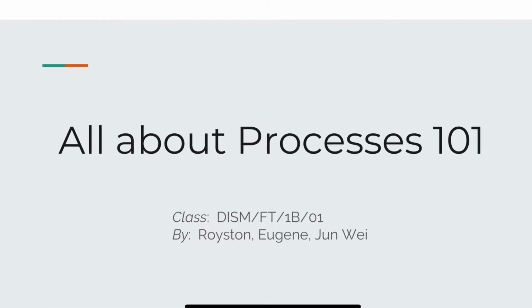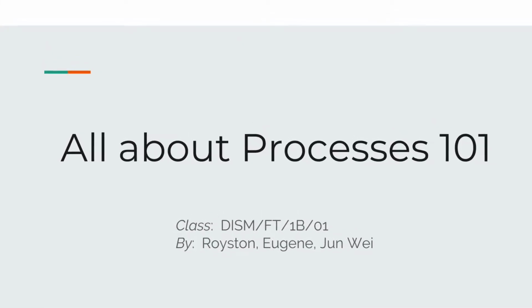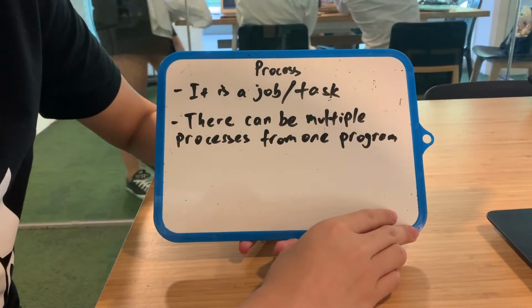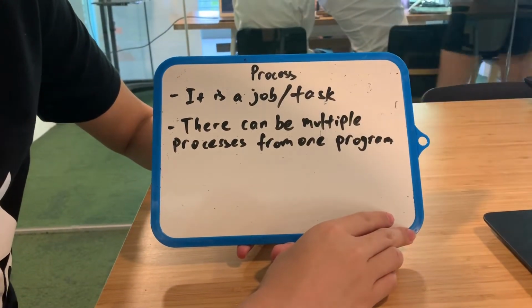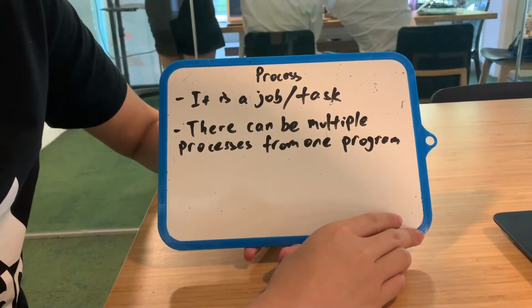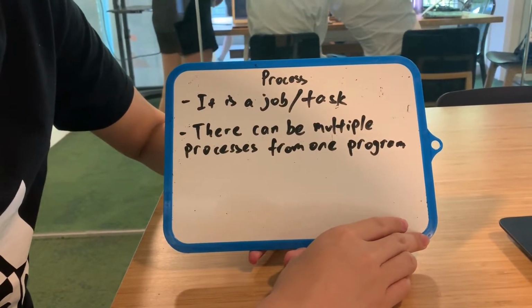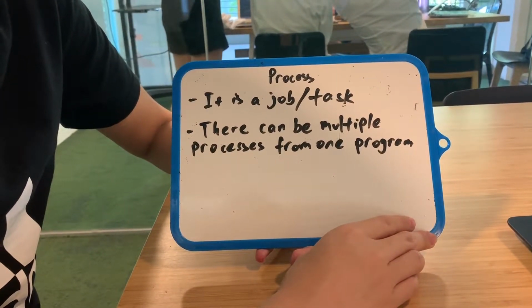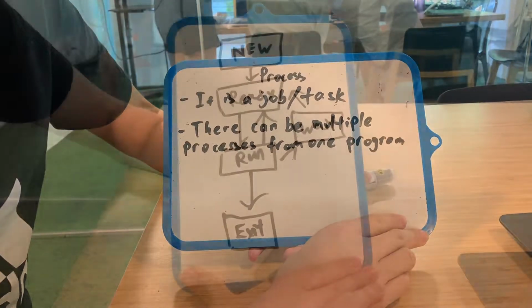Welcome to our video. Today we're going to speak about processes. So what is a process? A process is a job or task. There can be many processes from a single program, such as Chrome could be executing many times on a given machine. However, the machine must represent each execution as a separate process.